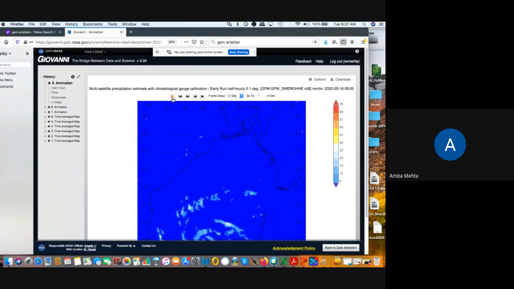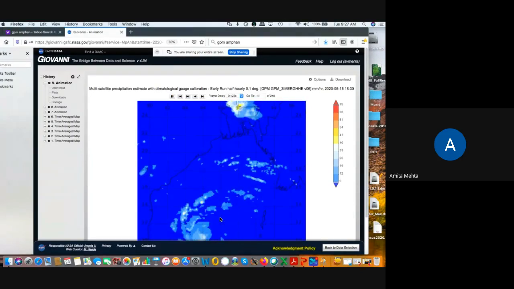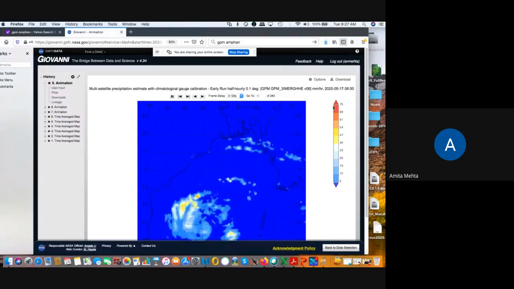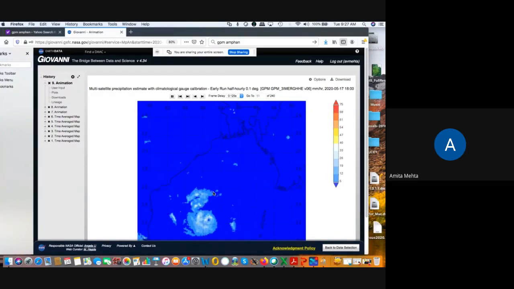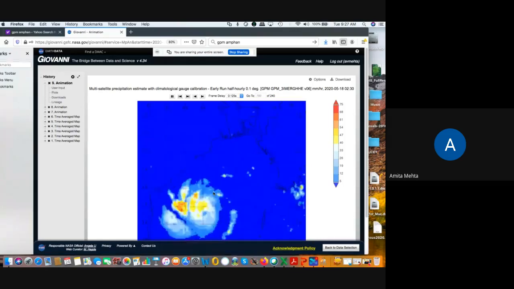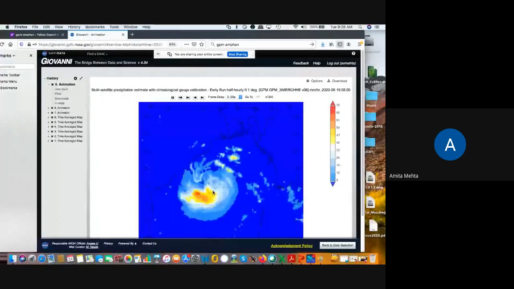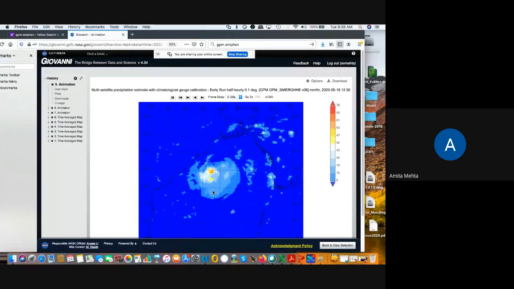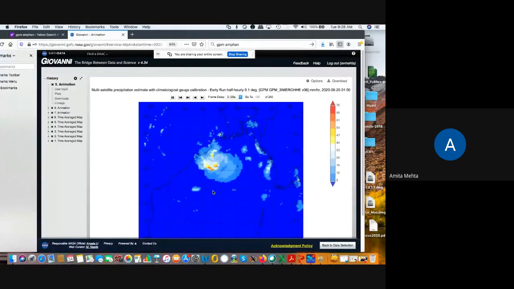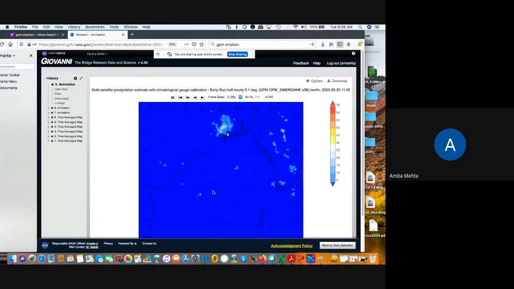So this shows half-hourly IMERG precipitation in millimeters per hour, and it shows tropical cyclone Amphan moving towards India. So you can monitor any storm that is arriving, using IMERG every half hour, also using this Giovanni tool that I just mentioned.